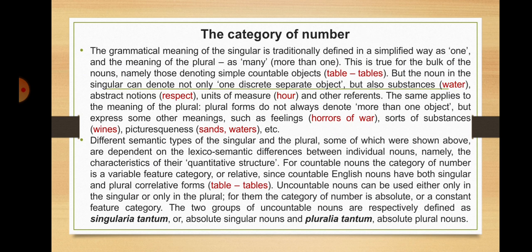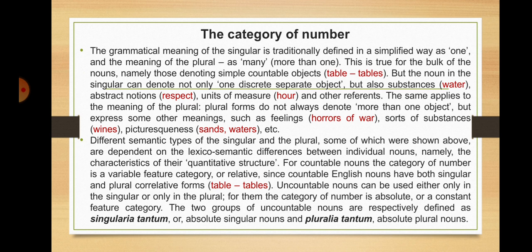The grammatical meaning of the singular is traditionally defined in a simplified way as one, and the meaning of the plural as many, more than one. This is true for the bulk of the nouns, namely those denoting simple countable objects. But the noun in the singular can denote not only one discrete separate object, but also substances, for instance water, abstract notions like respect, units of measure like hour, and other reference.